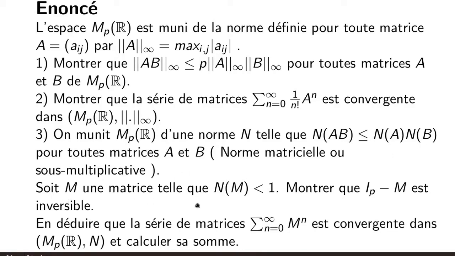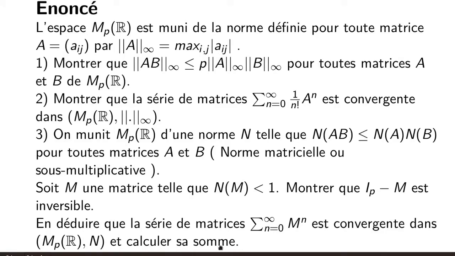Assume that M is a matrix whose norm is strictly less than 1. Show that the matrix I minus M is invertible. Deduce that the series of matrices, sum from n equals 0 to infinity of M to the power of n, is convergent in M_P(R), where this norm N is calculated.